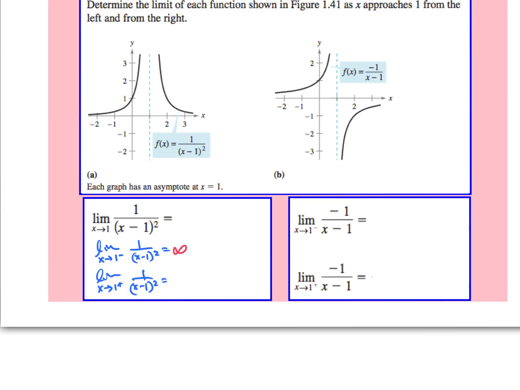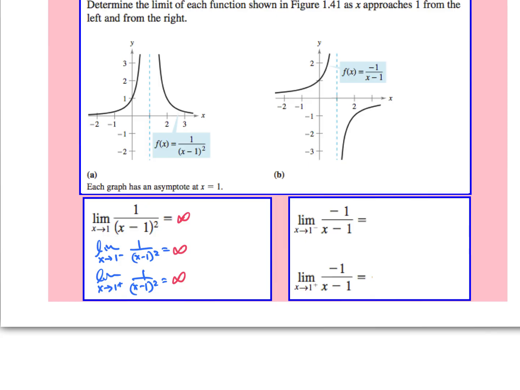All right, and then let's do it again. As we go from the right, I'm going to have a really small what on the bottom? Positive. So I have a positive over a really small positive, which makes it positive infinity. So this limit statement is infinity, or you can say does not exist, it increases without bound. Okay? All right, let's look at this next one.